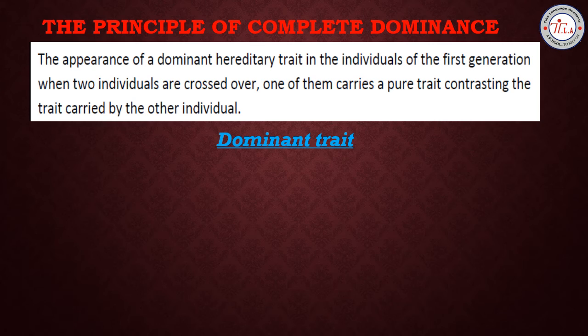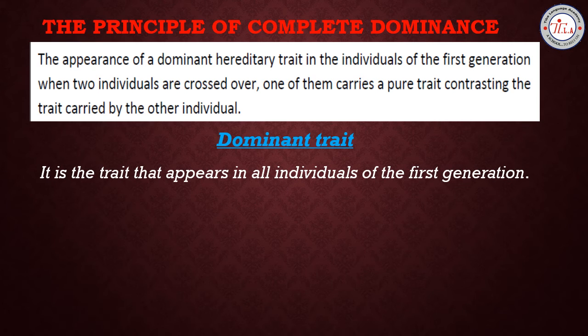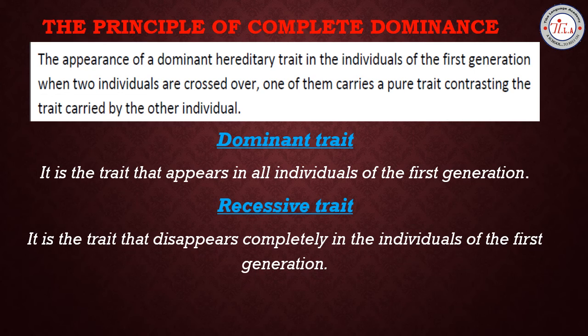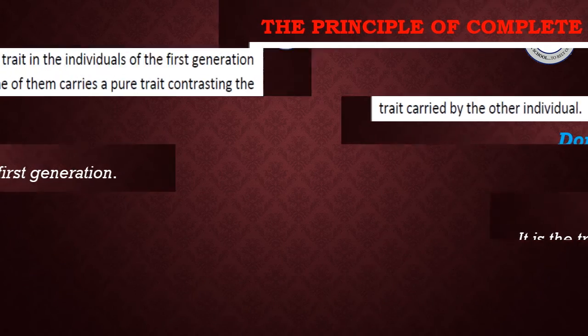So, dominant trait, it is the trait that appears in all individuals of the first generation. But the recessive trait, it is a trait that disappears completely in the individuals of the first generation.